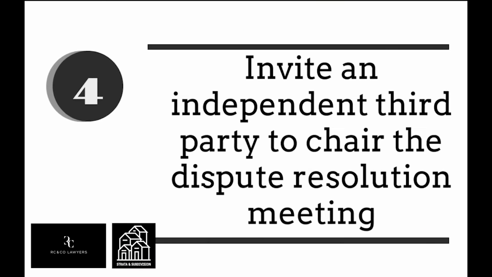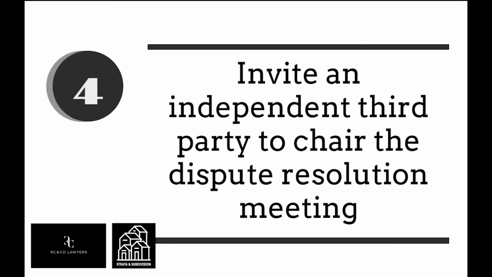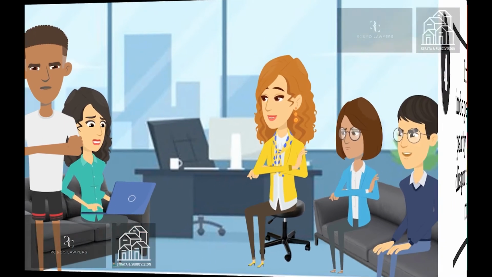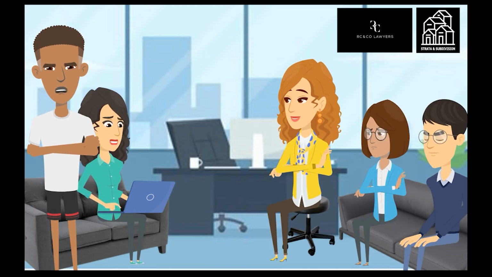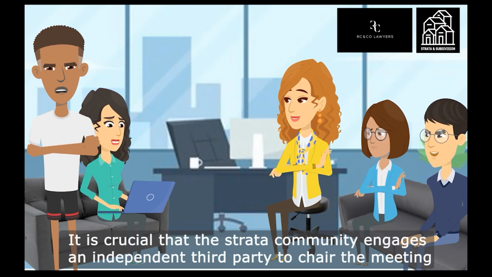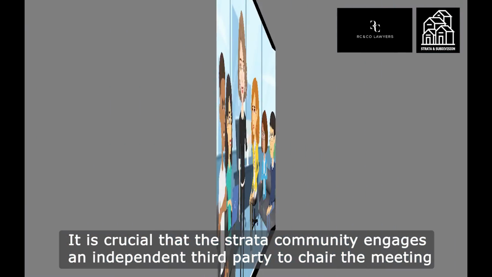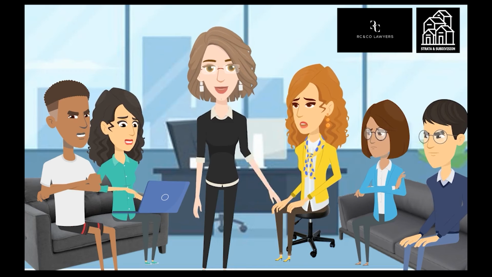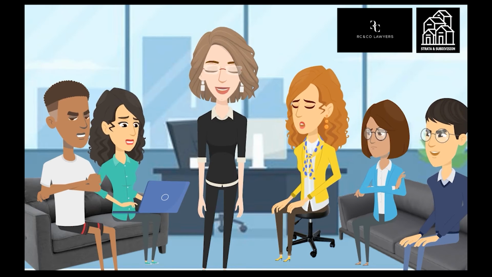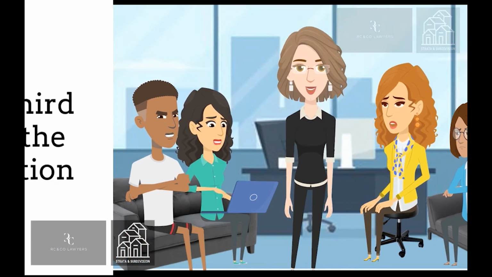Four, invite an independent third party to chair the dispute resolution meeting. The purpose of a dispute resolution meeting is to provide the affected parties, complainant and alleged offender, an opportunity to be heard. That said, it is crucial that the strata community engages an independent third party to chair the meeting. Otherwise, the parties may not open up at the meeting, which could compromise the opportunity to resolve the dispute.